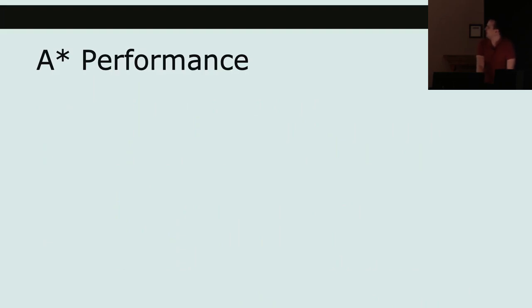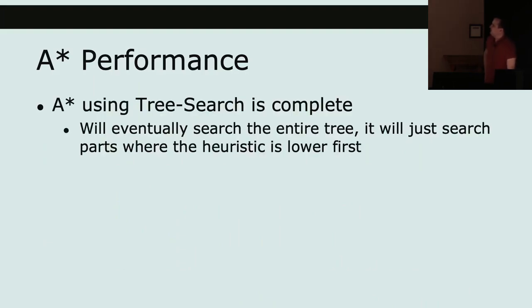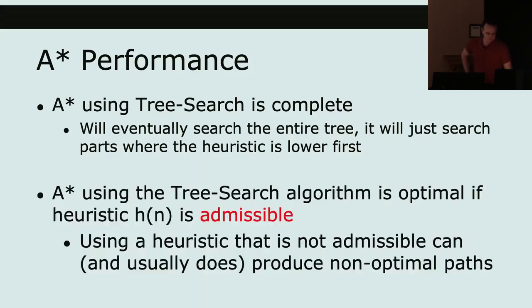So let's look at A-star's performance. A-star using tree search is complete. That's good. So it will eventually search the entire tree. It will just search the parts where the heuristic is lower first. And A-star using the tree search algorithm is optimal if the heuristic is admissible. Okay, so that's why we cared about this admissibility property. Using a heuristic that is not admissible can, and usually does, produce non-optimal paths.